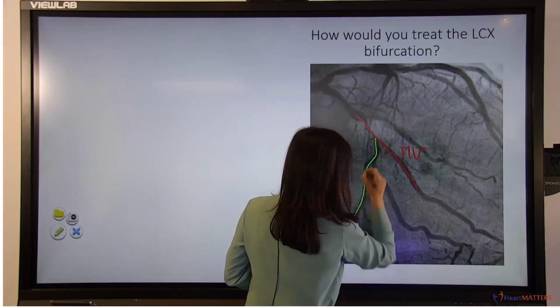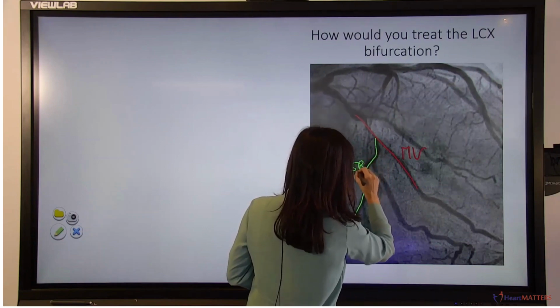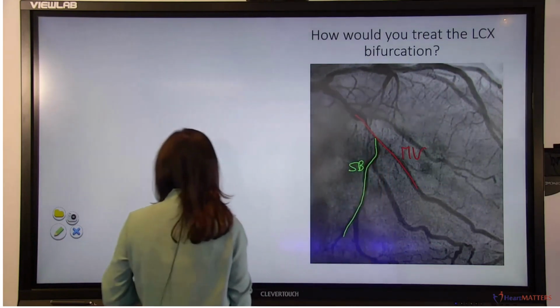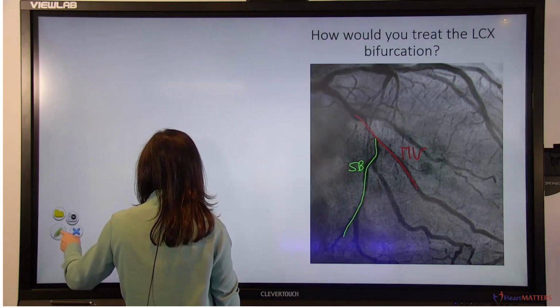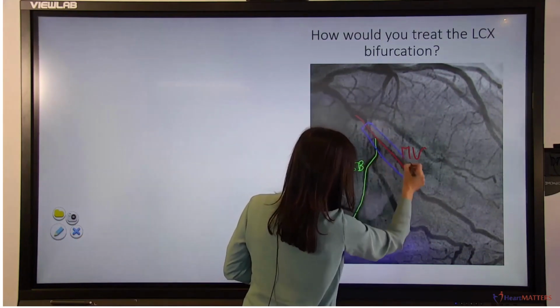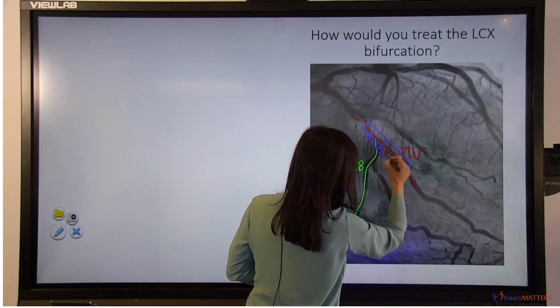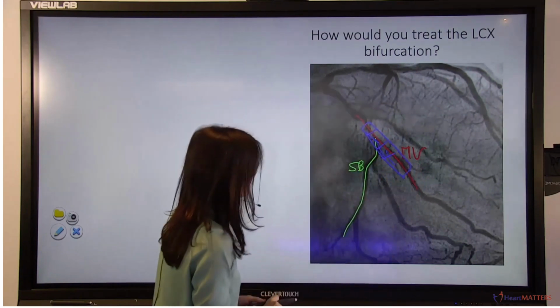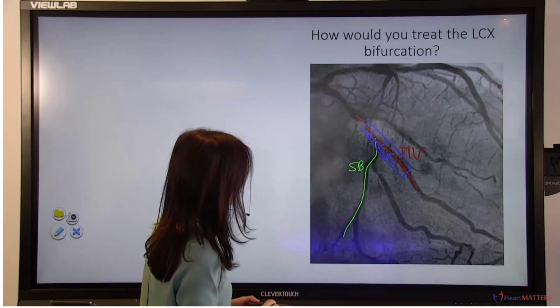And you can see here, first what we did was predilate this lesion. It was very tight, so we predilated with a small balloon. And immediately after, we went for imaging. In this case, we used IVUS. You can see the IVUS pullback here. This is the distal vessel that was pretty small.